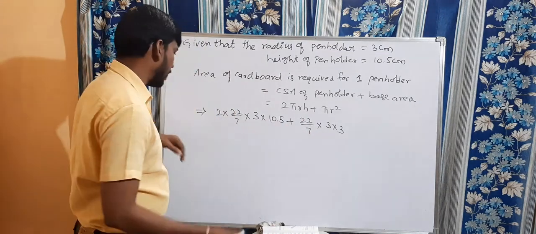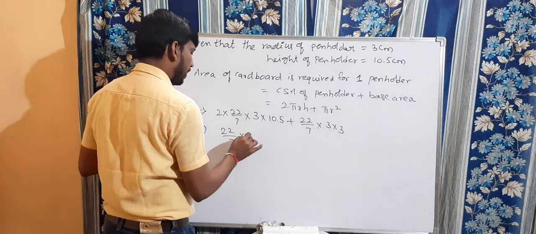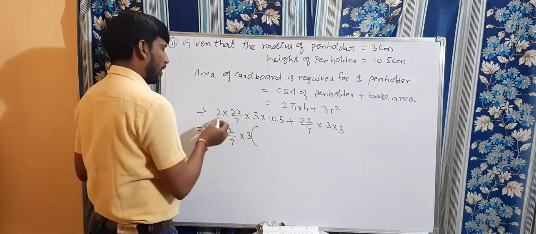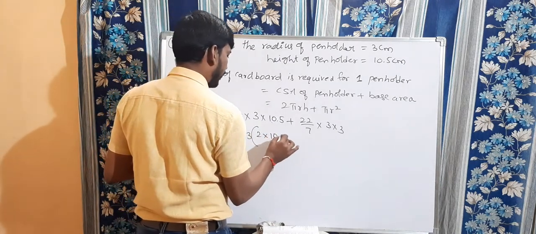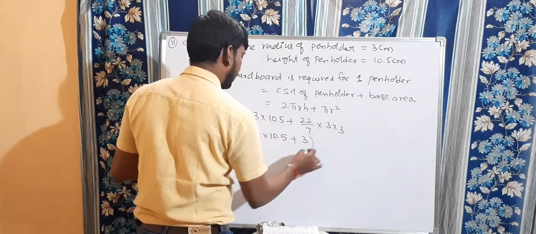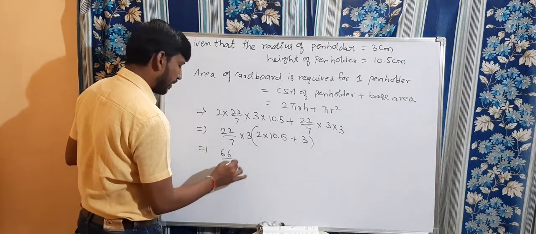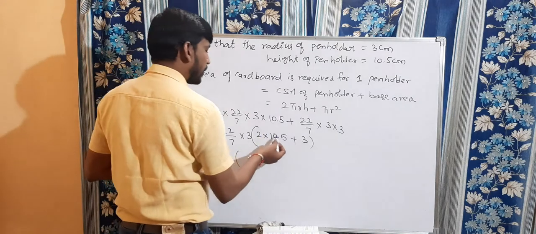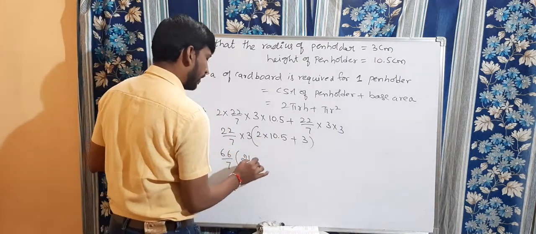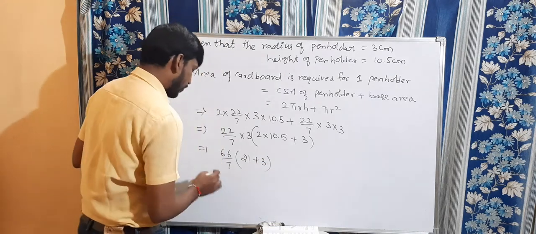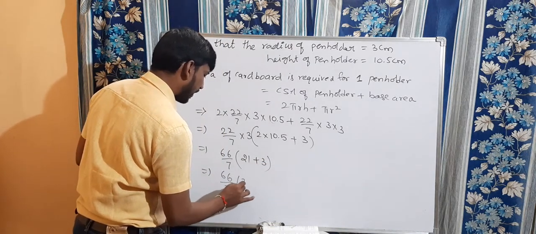22 by 7 into 3. I am going to take it common. You can calculate very easily by taking the common. Here 2 into 10.5 is left over, so 2 into 10.5 plus 3. Okay. Now this is 66 by 7 into 2 into 10.5, which is nothing but 21. Okay. 21 plus 3, which implies 66 by 7 into 24.